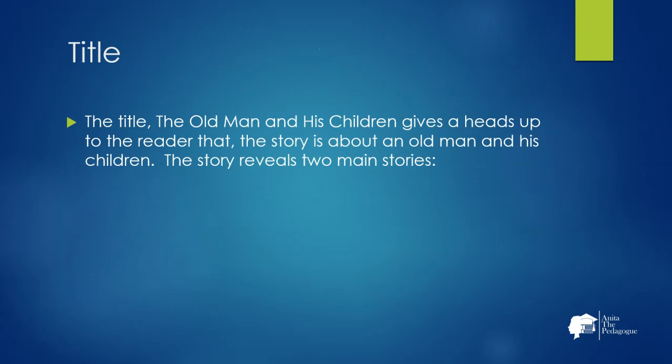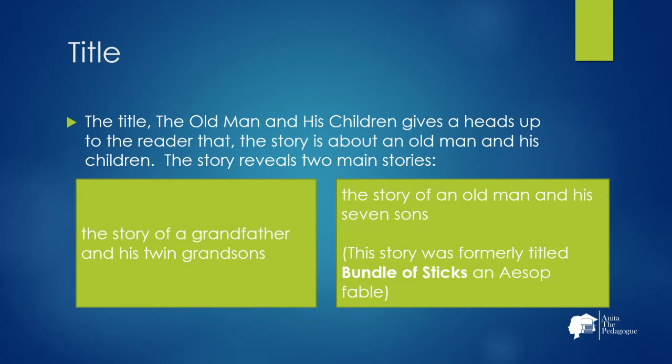So The Old Man and His Children. This is a title that gives the reader an idea about the story, that the story is going to be about an old man and his children. So the story reveals two main stories actually. The first is the story of a grandfather and his twin grandsons, and the story of an old man and his 7 sons.